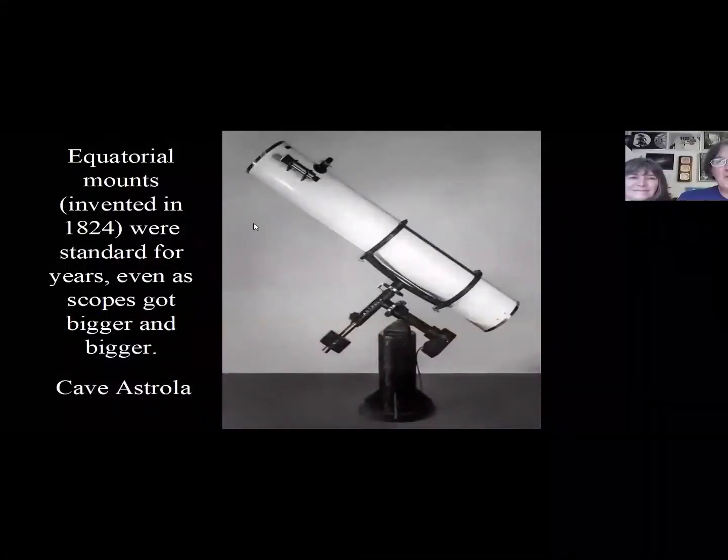In 1824, the German equatorial mount was invented, and that became a standard for any scope that would fit on an equatorial mount. Cave Astrola Company kind of pushed the boundaries a little bit. They started building scopes 12, 13, 14, even 16 inches in diameter, and putting them on equatorial mounts. And they just got really big and cumbersome and very hard to maneuver. Sometimes your eyepiece would be pointed at the ground. You'd be crawling around under the telescope.